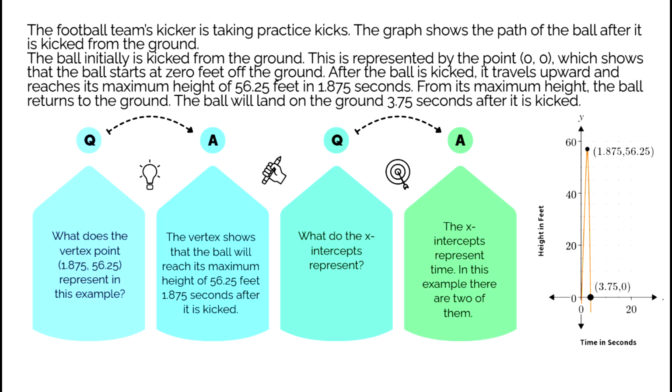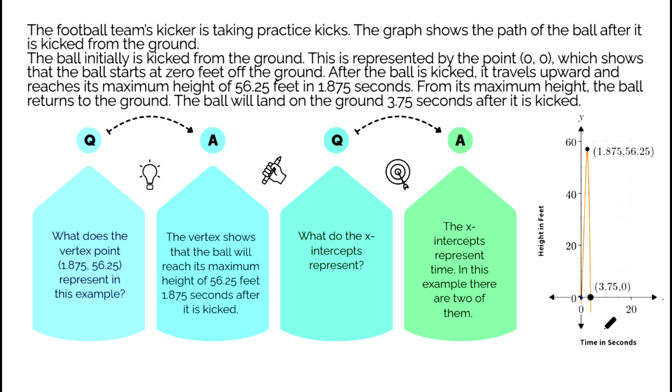The football team's kicker is taking practice kicks. The graph shows the path of the ball after it is kicked from the ground. The ball initially is kicked from the ground. This is represented by the point 0, 0. So this is where the ball is when it's initially kicked. After the ball is kicked, it travels upward and reaches its maximum height of 56.25 feet in 1.875 seconds. From its maximum height, the ball returns to the ground.